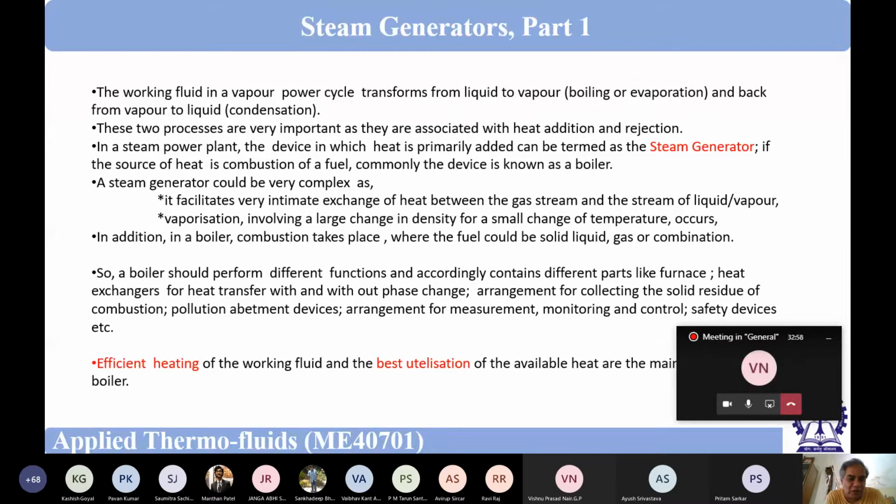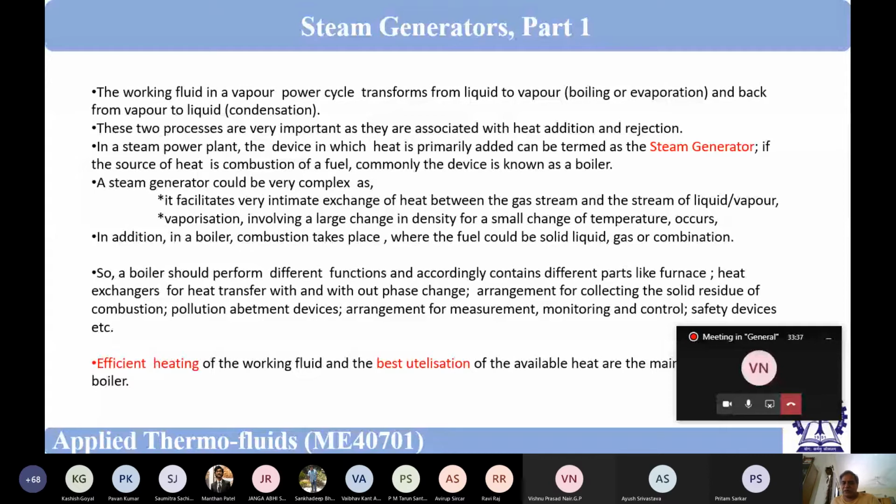A steam generator could be very complex as it should facilitate very intimate exchange of heat between the gas stream and the stream of liquid and vapor. I mean, no heat should be wasted. That is why the design is complex. And another thing, vaporization takes place. So when vaporization takes place, with a small change of temperature, a large change of density occurs. So our equipment should be capable of taking care of that.